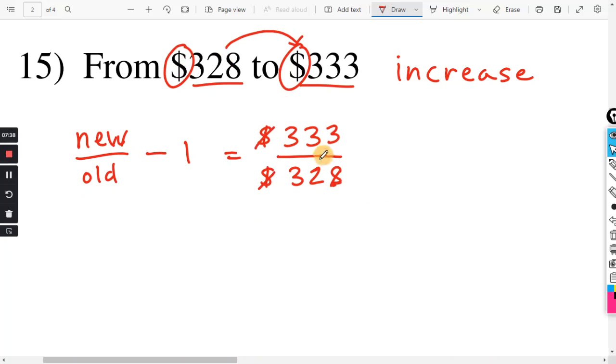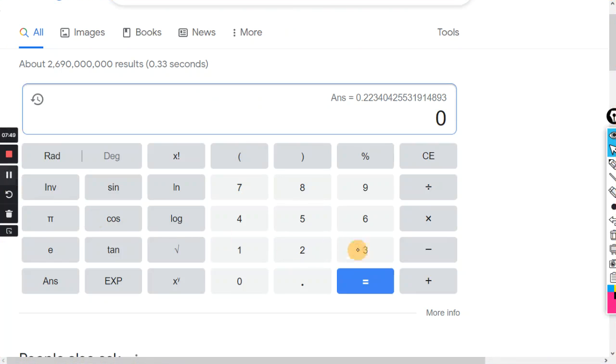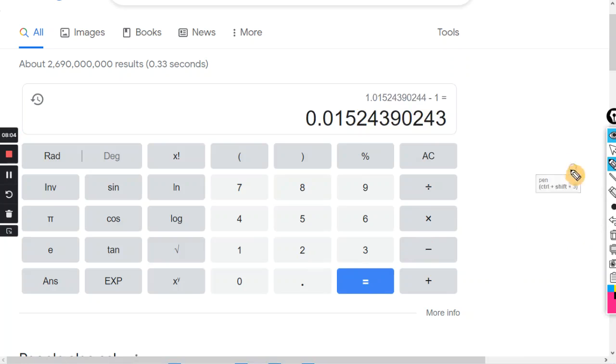All right, so we're subtracting 1 from this fraction here. So I'm going to do 333 divided by 328 minus 1. All right, 333 divided by 328. Click equals, and then minus 1. Click equals. Okay, so we're rounding to 2 decimals once again.